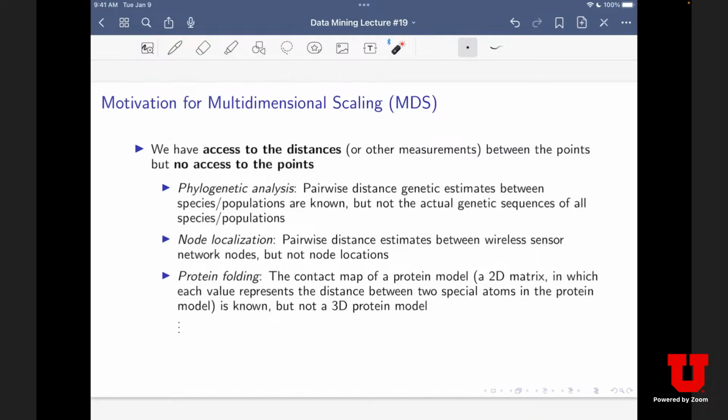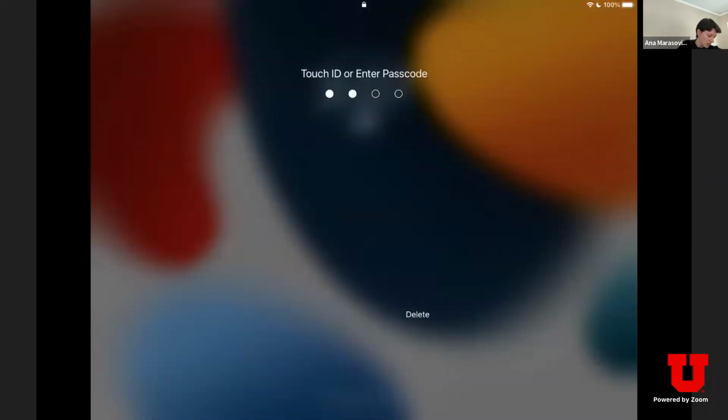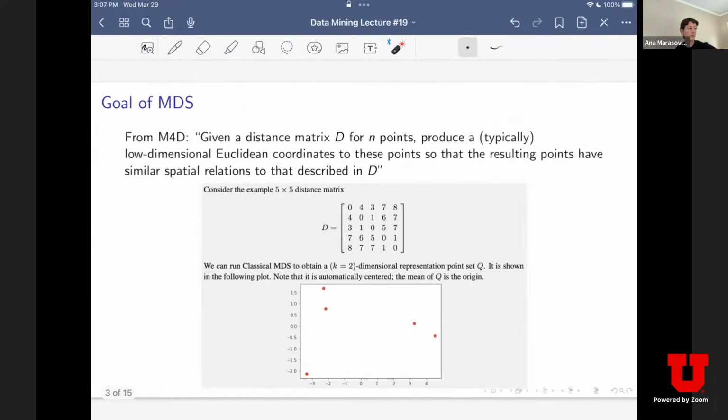Thank you. With locations, it's maybe slightly more specific, I would say. Let me see whether I have it on the next slide. Just a moment. Yeah, I have it here. So here we have some kind of distance matrix. We have a 5 by 5 matrix. So that means we originally have 5 points. And this matrix here gives us the distance between each pair of points.